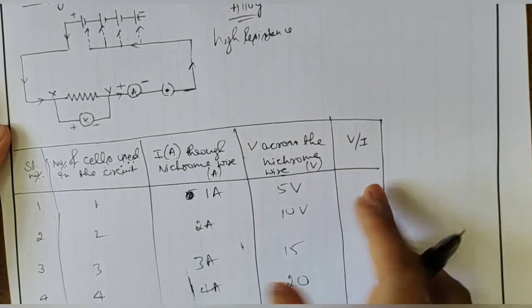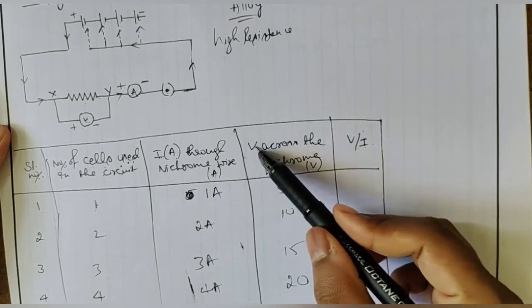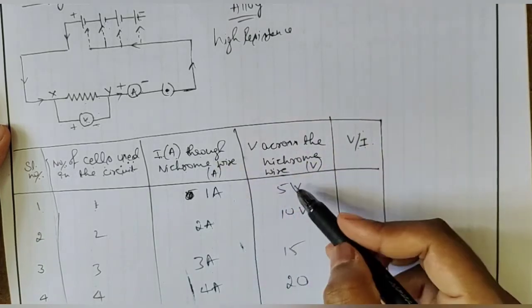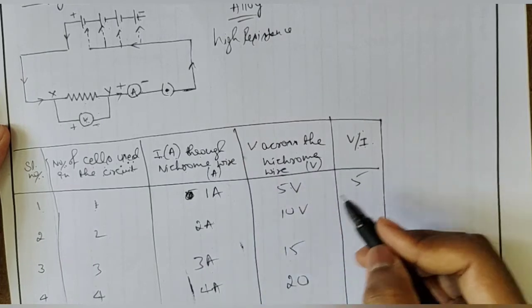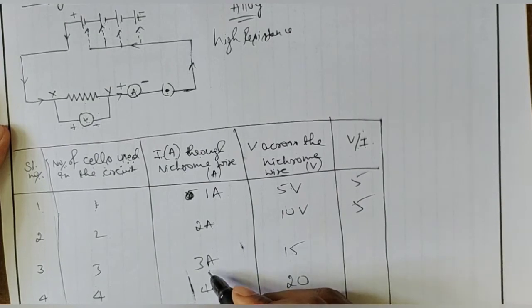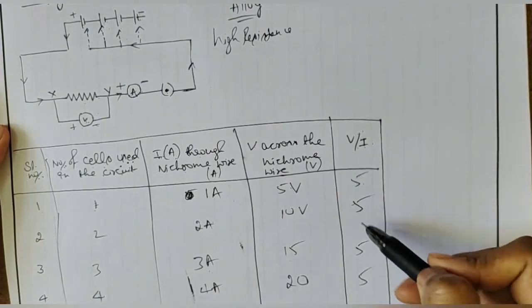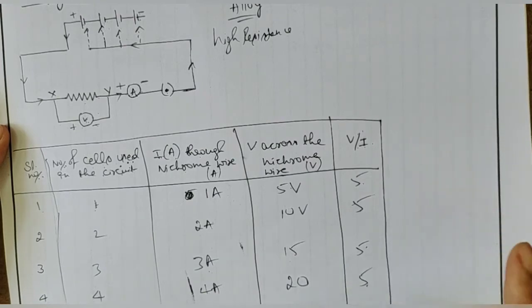So here we need to calculate V divided by I. Now V is this value, and this is the I value. 5 divided by 1, how much will we get? 5 only. 10 divided by 2, how much will we get? 5 only. 15 divided by 3, 5. So what did we get? 5, 5, 5. So we got a constant value.